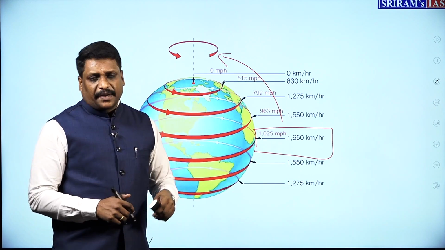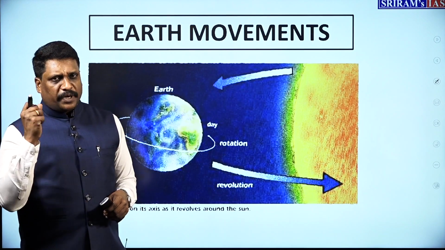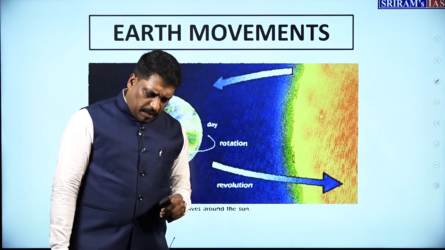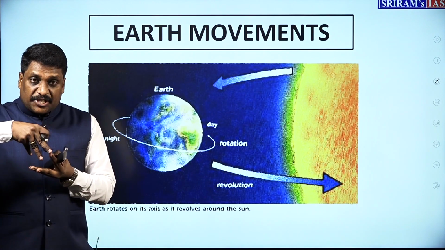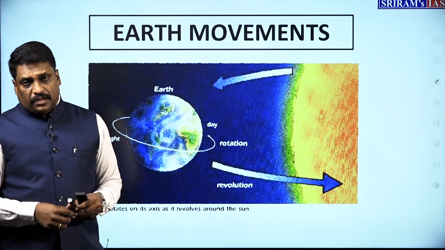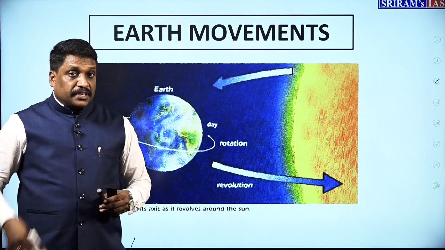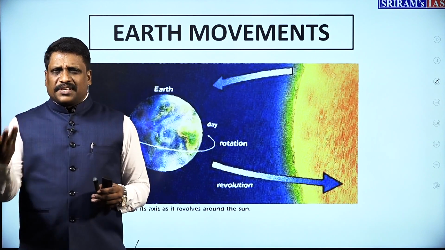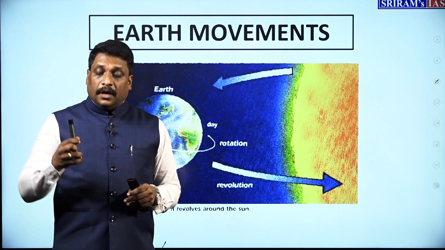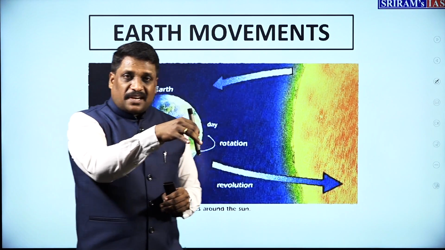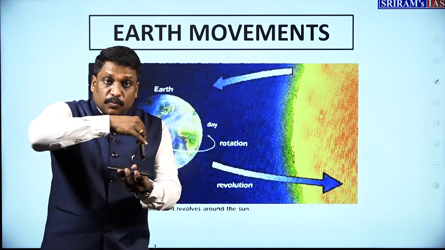Basic facts, right? Now moving on to the next basic fact. Earth movement. What do you mean by earth movement? The combined movement of rotation and revolution of this earth, put together, you call it earth movement. What is rotation? Everybody knows. The spin of earth, you call it rotation. And the movement of this earth around the sun, you call it revolution. Assume that this is the sun. If earth is moving around the sun, this movement is called revolution.